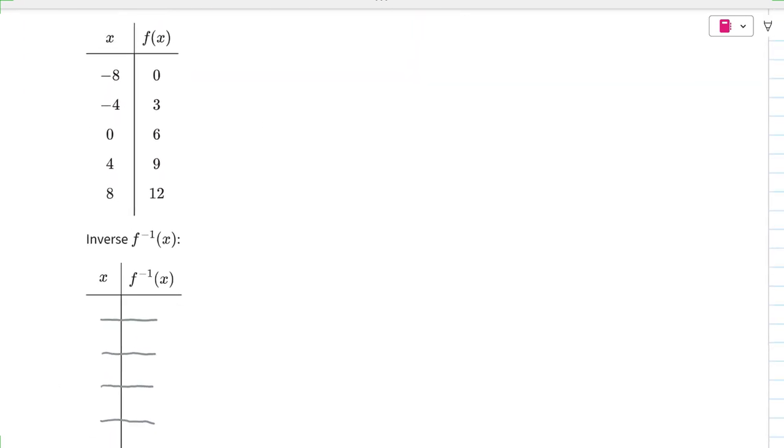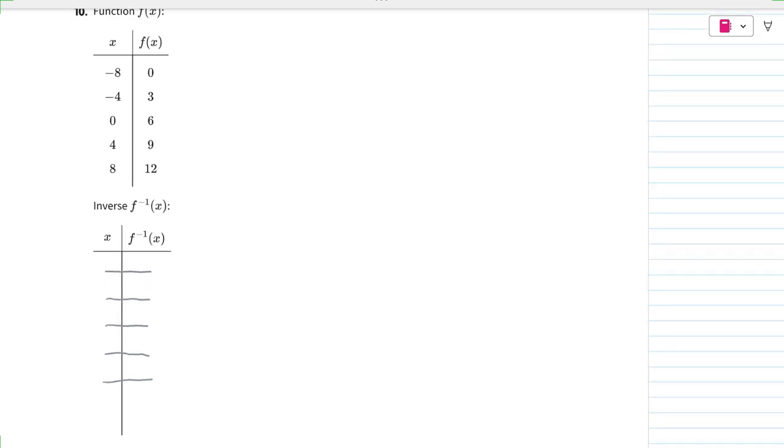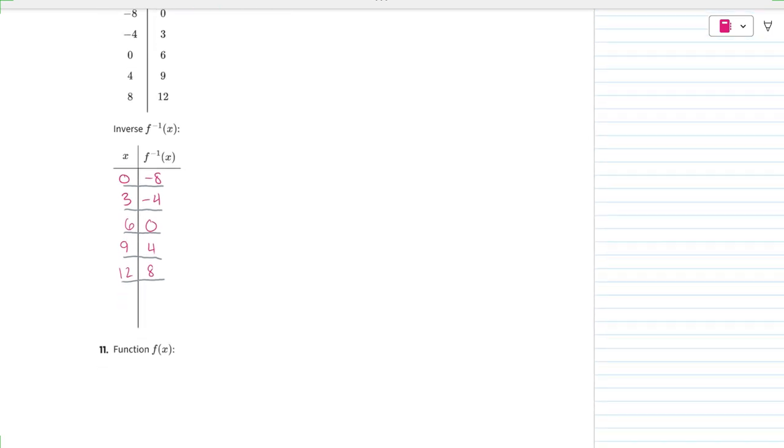So all my inputs there that are shown by x, -8, -4, 0, 4, 8, those are going to become my outputs and vice versa. So this becomes 0, -8, 3, -4, 6, 0, 9, 4, and 12, 8. And that's it. That's problem 10.